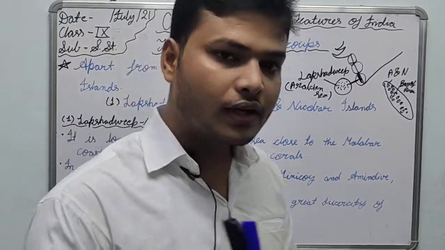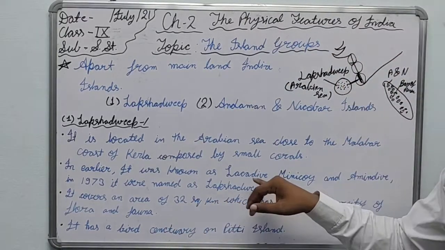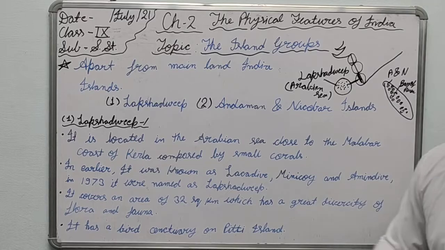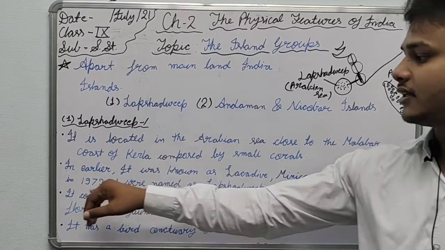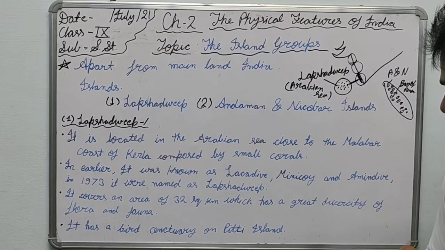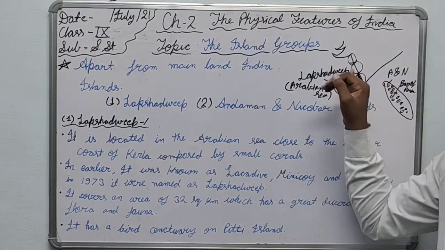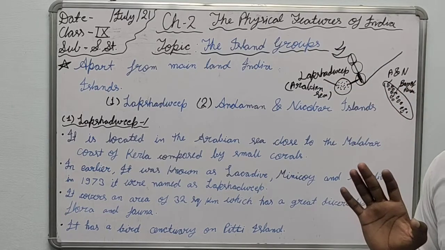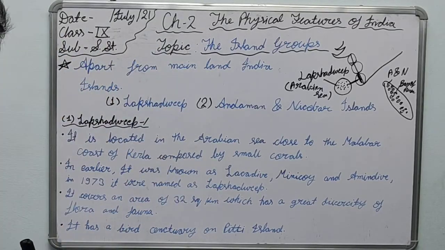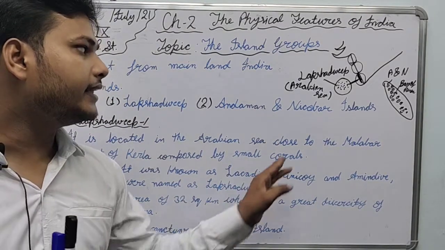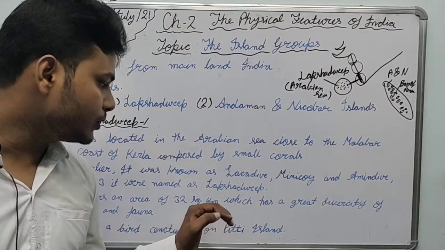That means before it was named Lakshadweep, it was known by three names: Lakshadweep, Minicoy and Amindive. In 1973 it was named Lakshadweep. That means before 1973 it had three names, but after 1973 they were together known as Lakshadweep. That means these three names became one name, Lakshadweep, in 1973. Fine. The next point is, it covers an area of 32 square kilometers.